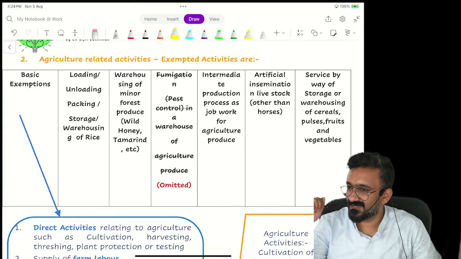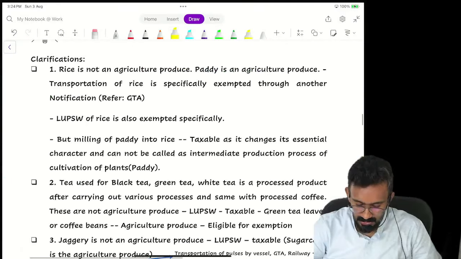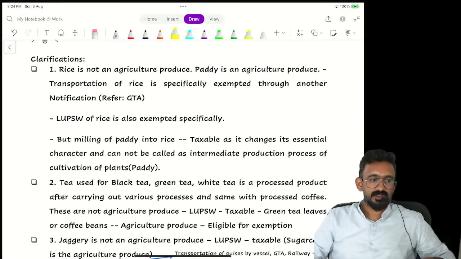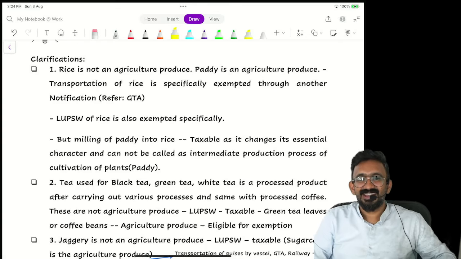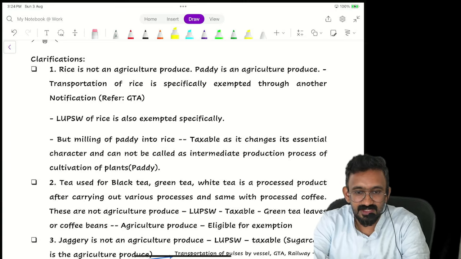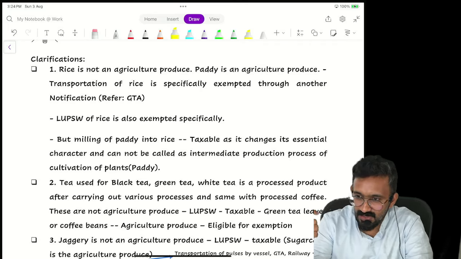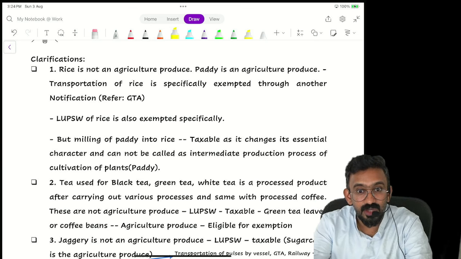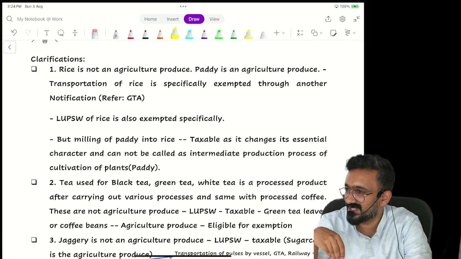Are you guys understanding the structure here? Then, what about transportation of rice? By GTA, if you're transporting rice, are they exempt? By entry 5. So mark it there, just write it on the side, entry 5. What is entry 5? Milk, salt, food grain including flour, pulses and rice. Transportation of rice is exempt otherwise.